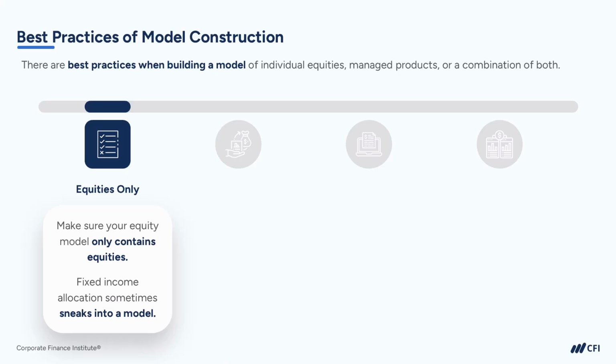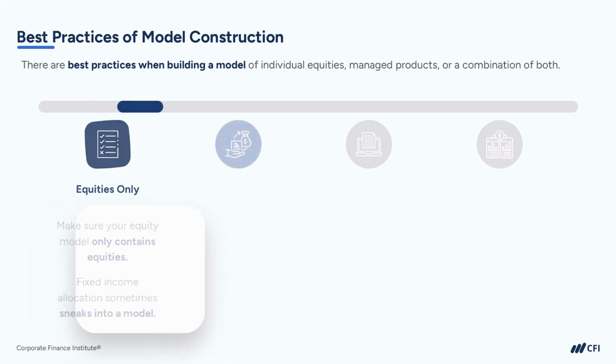If you're not sure, you can always go online, go to the asset manager's website, download the prospectus for that particular product, or reach out to the asset manager's sales team. They will be able to tell you exactly what's contained in any of their products and will give you the peace of mind that there's no fixed income allocation to an equity fund before adding it to your model.